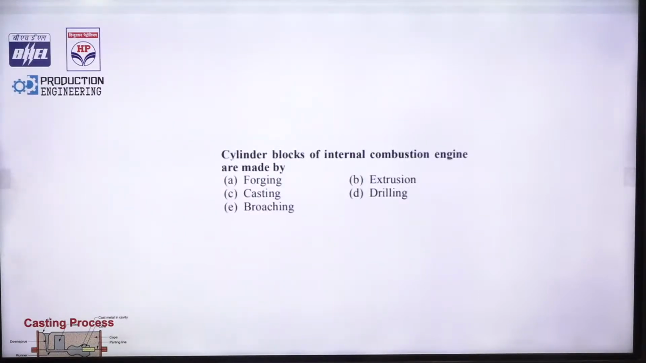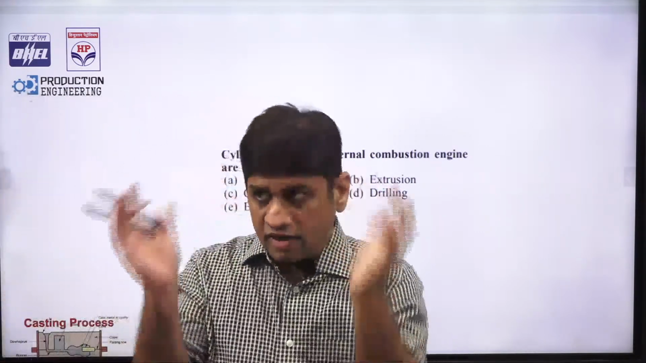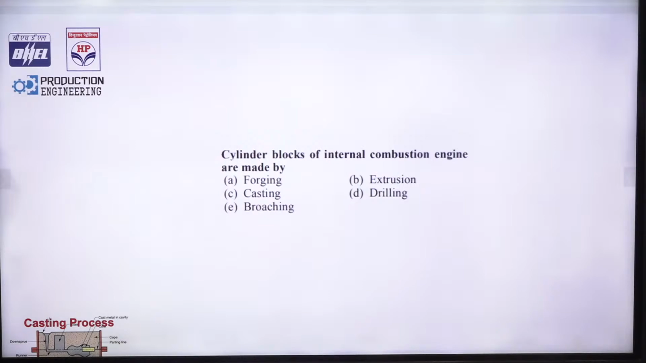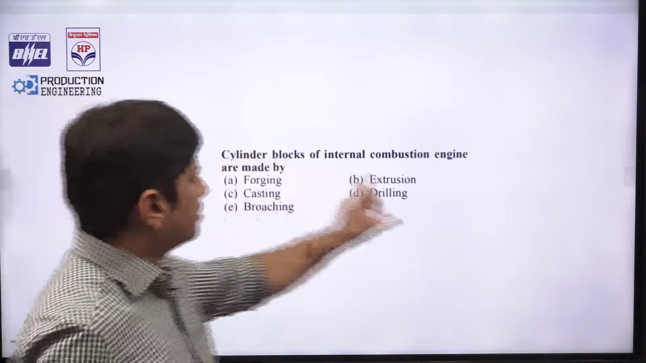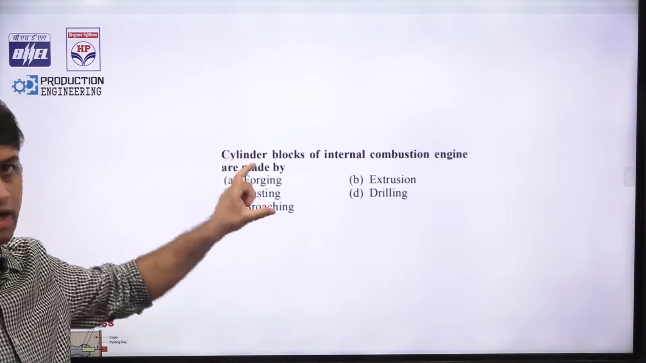Cylindrical blocks in internal combustion engine. Typical application है इसका. The cylinder of internal combustion engine cast iron का बना होता है. The cylinder of internal combustion engine is made up of cast iron, and that is made through casting. So remember this always. The cylinder in internal combustion engine is made up of cast iron, and this is the typical application of casting. Casting का application है.